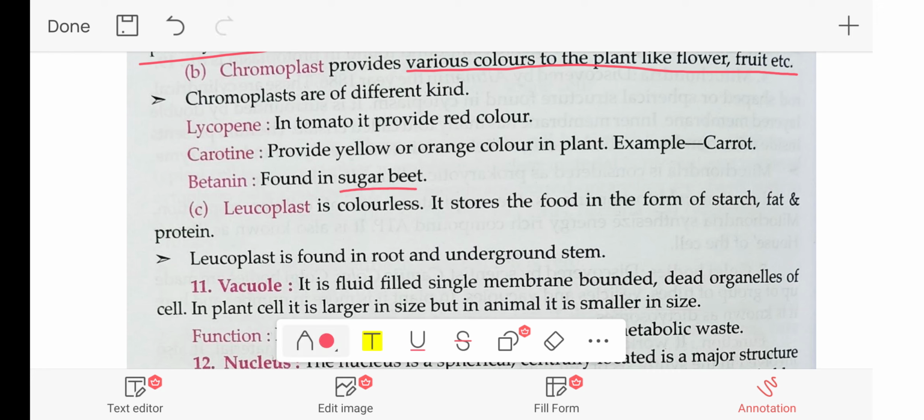Next, leucoplast. It is colorless. It stores food in the form of starch, fat, and protein. Leucoplast is found in root and underground stem.